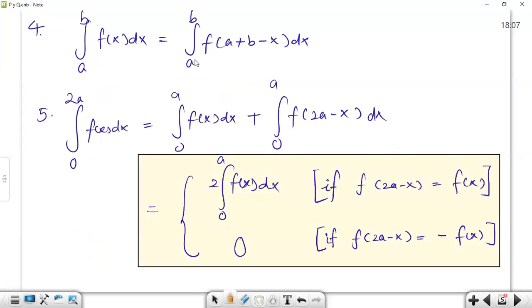The third property, odd function and even function. And fourth property, where we were changing the variable to A plus B minus X, upper limit plus lower limit minus the given variable. And fifth property, where we wrote down this property.